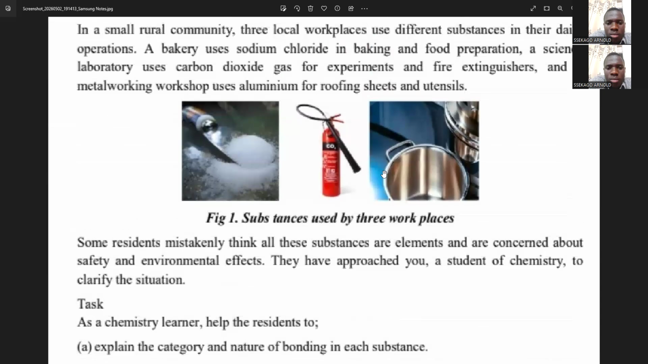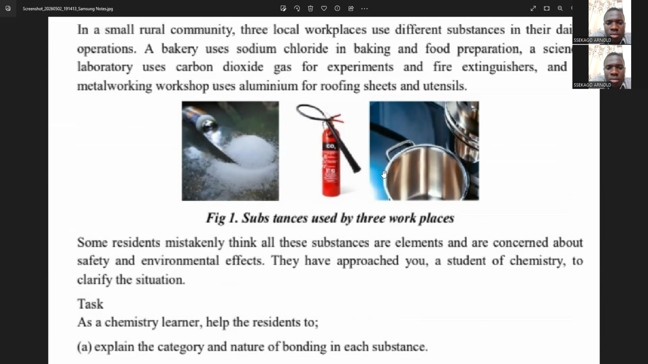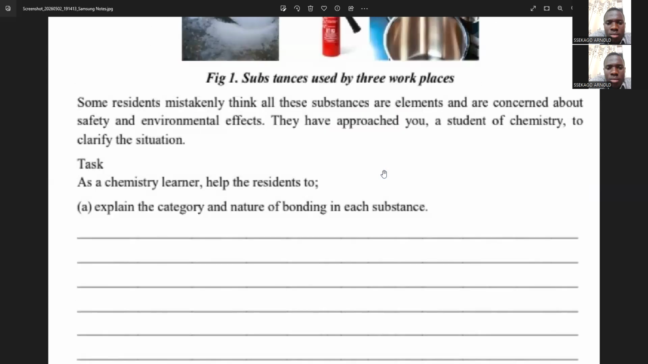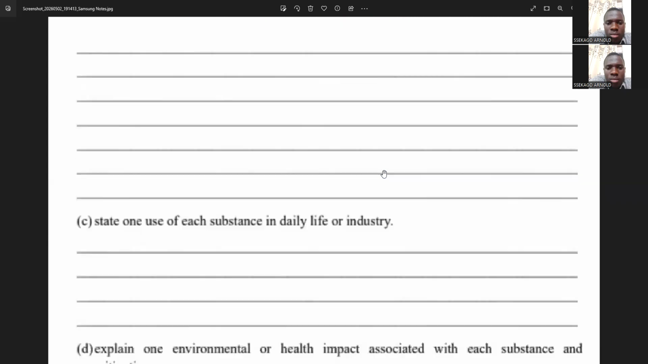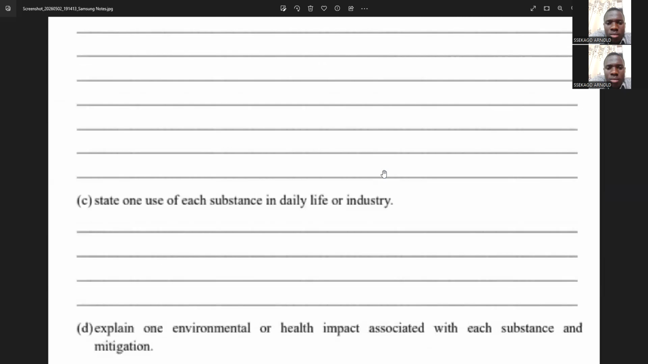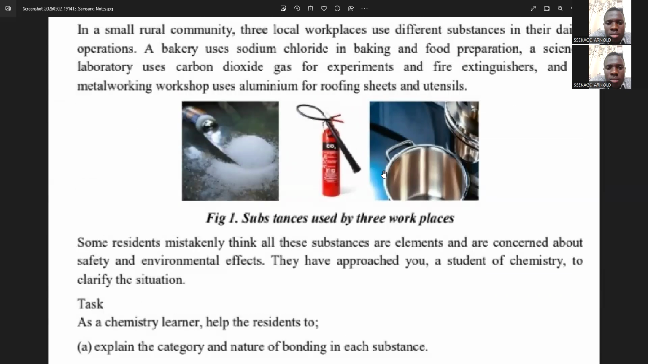Hope it has been understood very well, because in the next session I'm going to dissect it carefully so that it makes sense to you. So we are interested in the properties of substances, the category and the nature of bonding in each, and the properties of each substance, use, and environmental impact. So this is the first item.